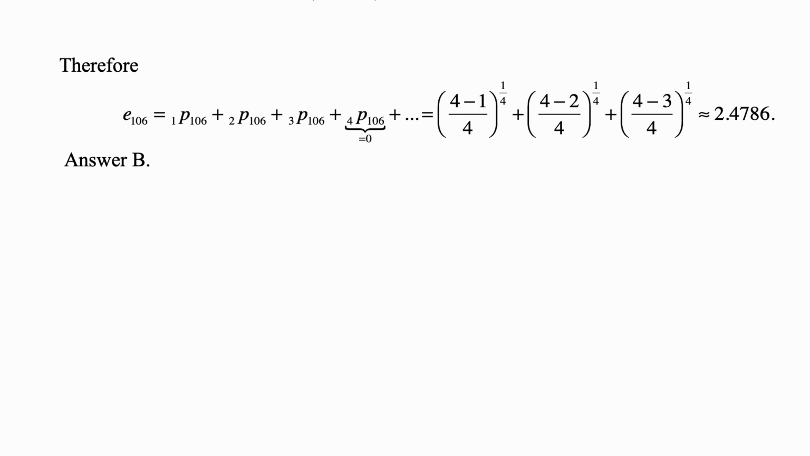And the life expectancy at age 106 is calculated very simply from the Darth Vader rule, just by adding the probabilities of survival of 1 year, 2 years, 3 years. And you don't have to add after that, because 110 is the limiting age, and at age 110 everybody's dead. So you stop at that, you only have 3 years, and it's ((4 minus 1) over 4) to the 1/4, plus ((4 minus 2) over 4) to the 1/4, plus ((4 minus 3) over 4) to the 1/4. That's approximately 2.4786, answer B.